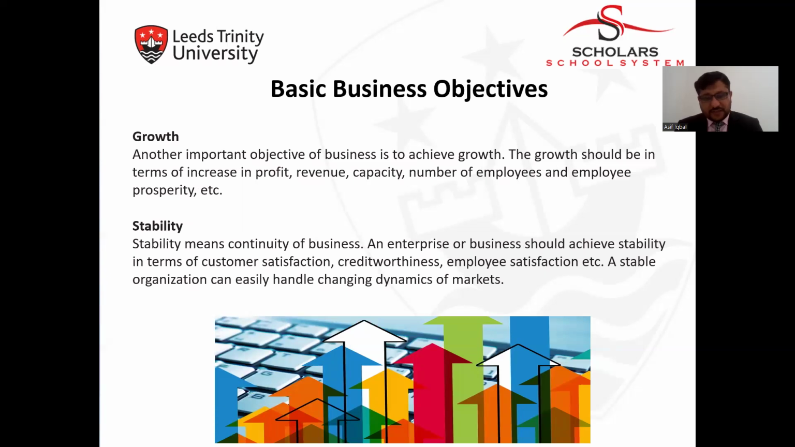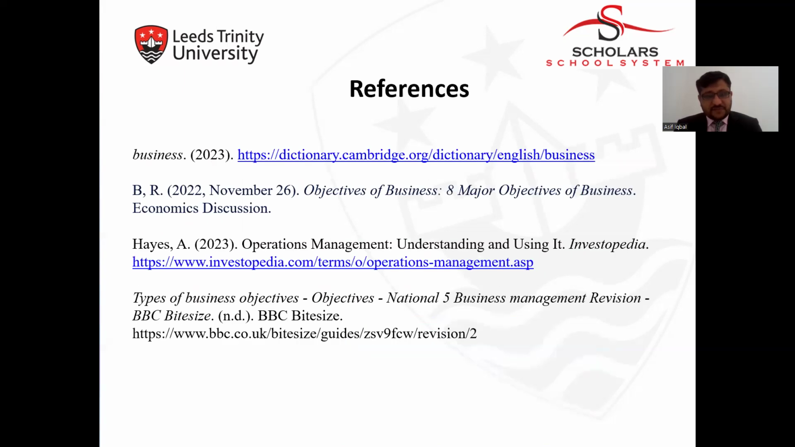So we have discussed these 6 objectives now. Here I have provided some references, links for different websites, where you can get information about the business, about the objectives of the business, and business operations management.